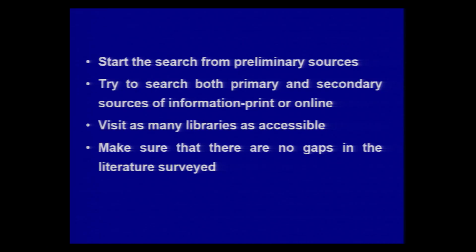It is very, very important that once you start your search for the review of related literature, you search through preliminary sources. When I say look to the meaning, go to the thesaurus, then you get synonyms of the word which can be used. So you can either narrow down or broaden your search by using the synonyms. When you use "and", you are narrowing down. Then try to search both primary and secondary sources of information.